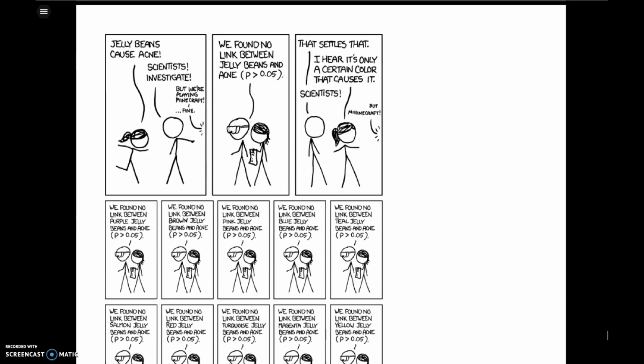So we got a little joke here. Jelly beans cause acne. Okay, so she's making a claim. So this guy's saying scientists need to investigate. However, the scientists are playing Minecraft. Whatever. So the scientists say we found no link between jelly beans and acne. The p-value was greater than 0.05. So it looks like they're running their test at an alpha level of 0.05. Well, that settles that.